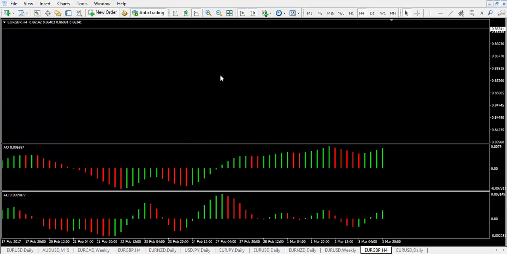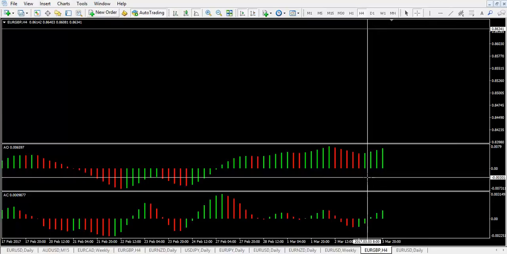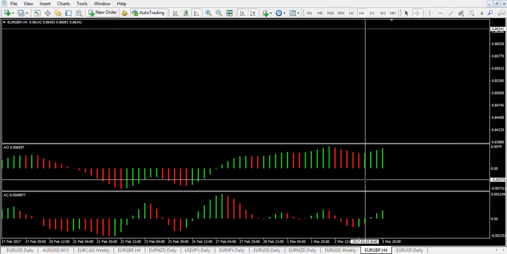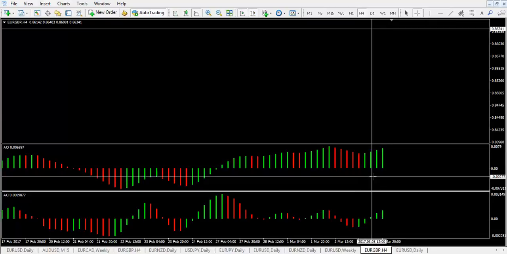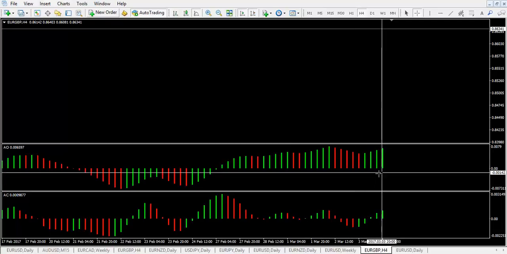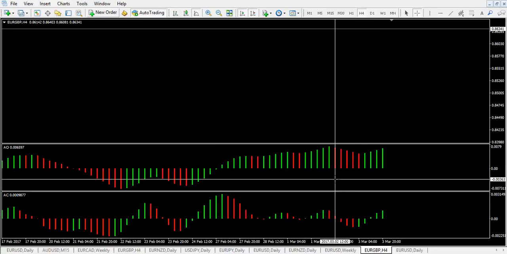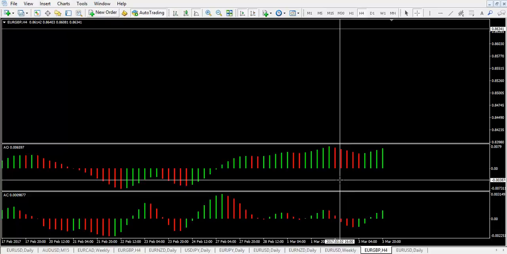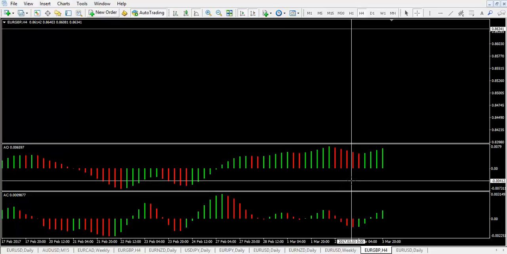In Bill Williams' system, the zone, a buy zone, is when both the AO and the AC agree. In other words, they're both going up. In this case, they're the same color. Sell zone is when they're both going down. In this case, the same color. Sell zone.